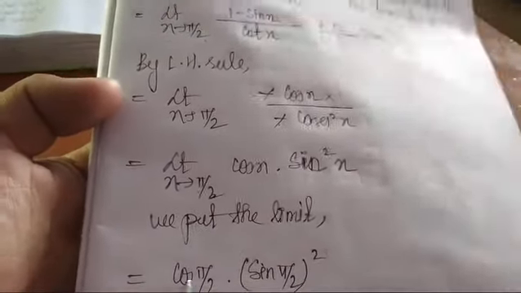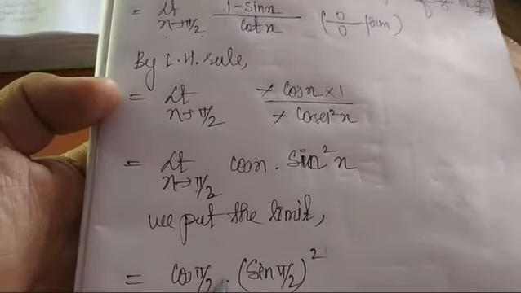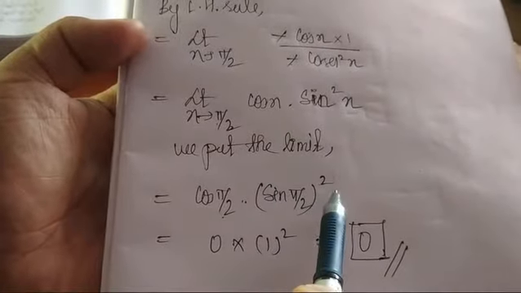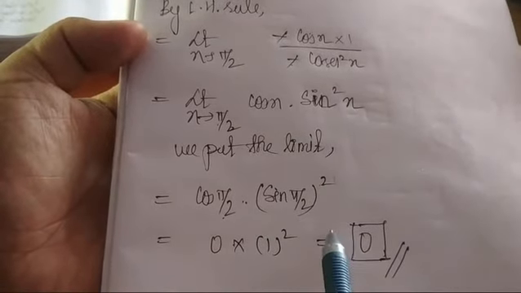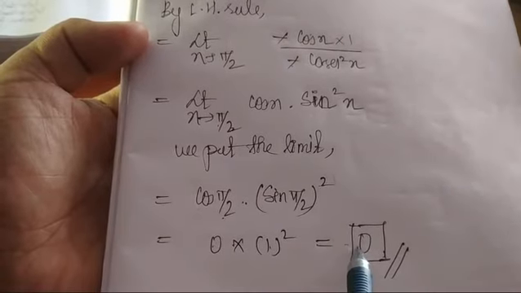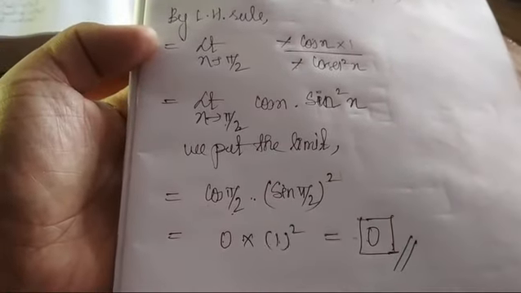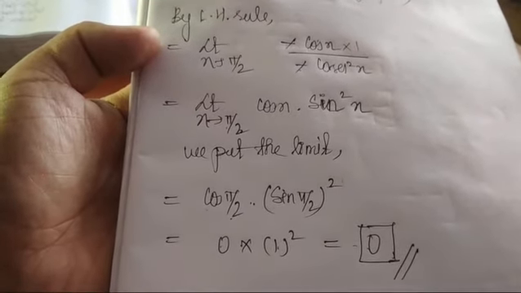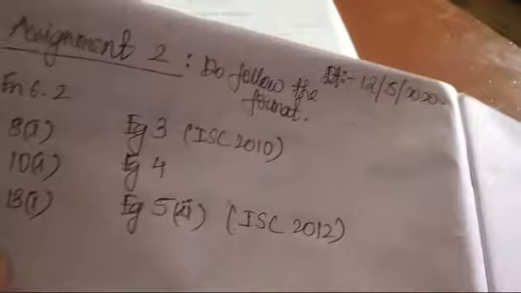So therefore, we put the limit now. When I put the limit back, cos pi by 2 into sin pi by 2 whole square. Now sin pi by 2 means sin 90. Sin 90 is 1, cos 90 is 0. So 1 into 0, the answer is 0. Okay, so we'll keep this much from this exercise. I'll be giving the videos as well, so I'll pause this for a while.